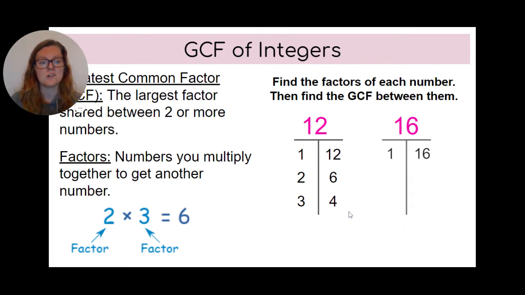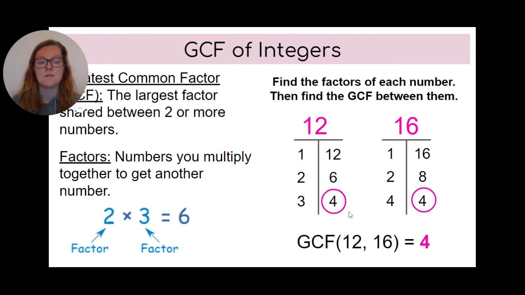Do the same thing for 16: 1 and 16, 2 and 8. The next number would be 3. 3 cannot go into 16, so go on to the next number, 4. 4 times 4 would give me 16, and then again, because I would start over with 4, I know that I'm done. Now that I have the factors, I'm like, okay, what is the biggest number that they share? Well, the biggest number is 4, so therefore the greatest common factor of 12 and 16 is equal to 4. Sometimes you'll see this notation here, not super important, but if you ever see it, that's how they write it.